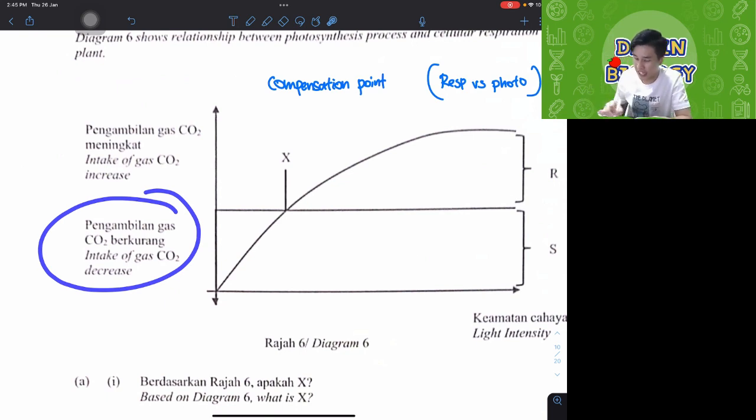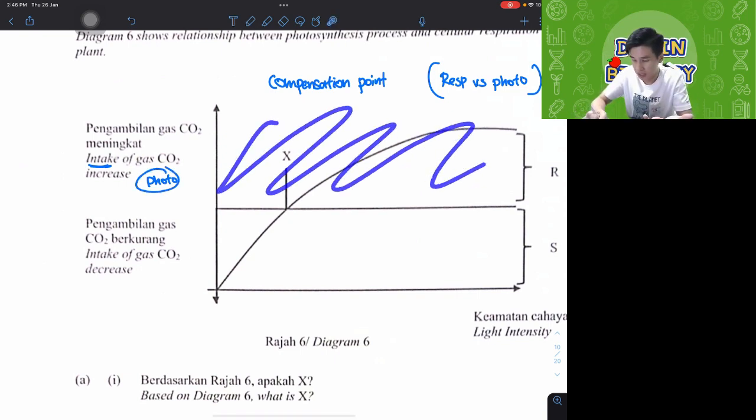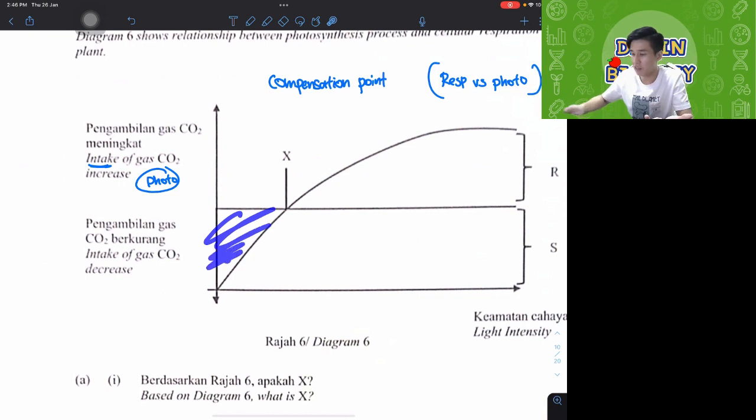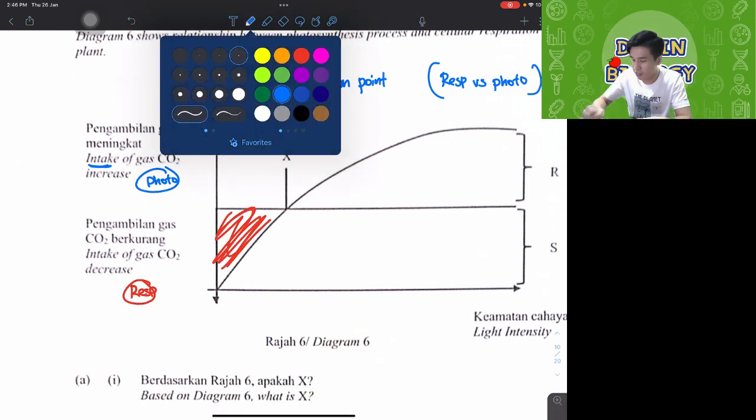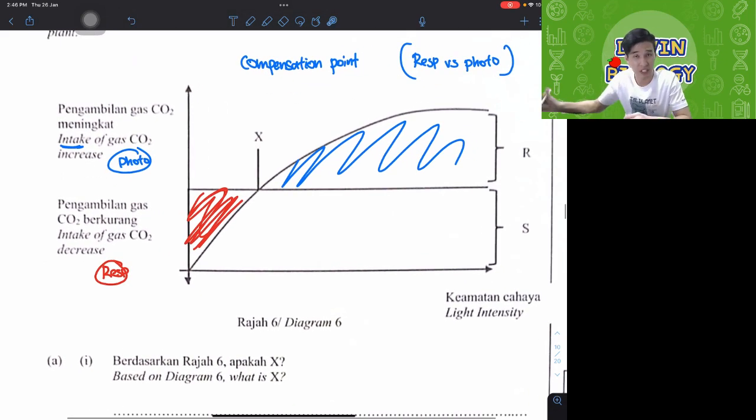In this graph, you can see here, intake of CO2 decrease. Intake of CO2 increase. So intake CO2 is what process? Photosynthesis. So this part of the graph is indicating photosynthesis. And this part, you can see intake of CO2 decrease. So I'm not absorbing CO2. So what process in plant involves not absorbing CO2, that's obviously respiration, the opposite. So this part of the graph is respiration, and then this part here is photosynthesis.